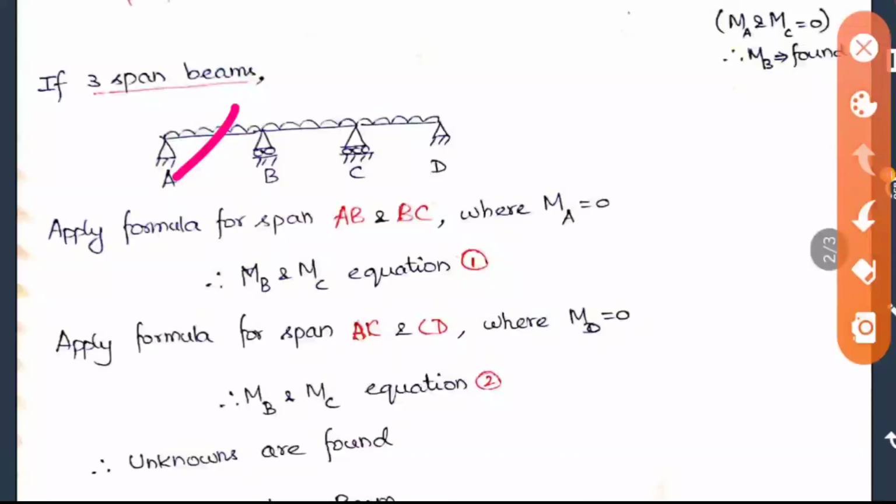So now you have two equations with two unknowns. So this is enough for solving that. So you'll be getting the value of moment at B and C. So that's all, the problem is over.